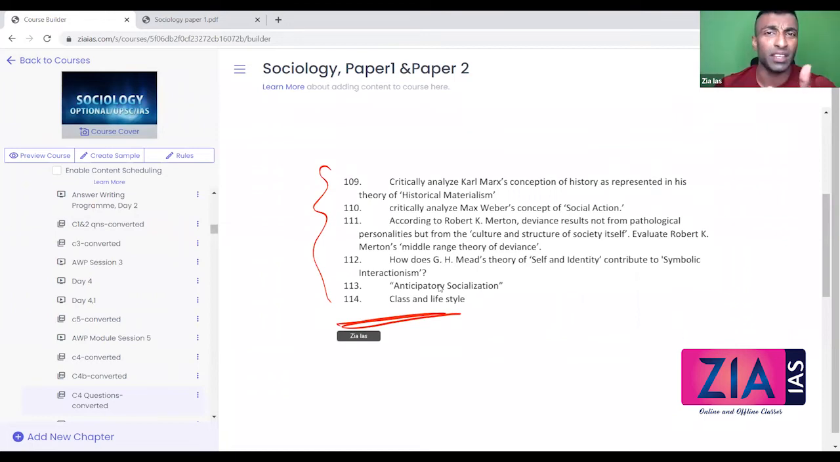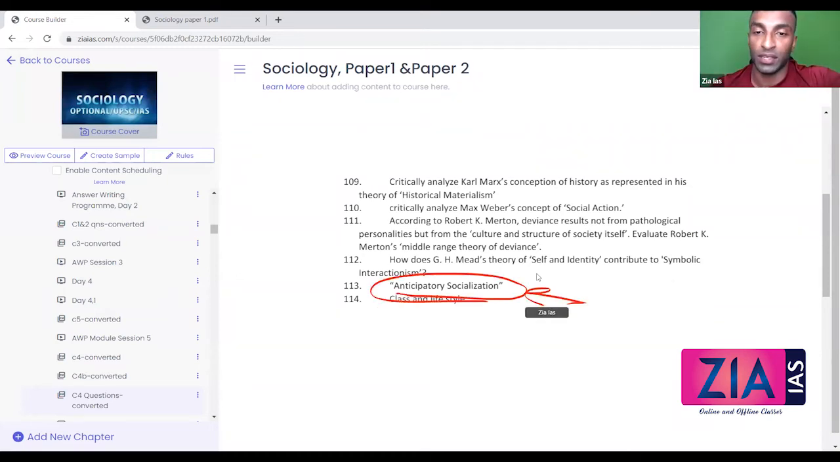How many thinkers you have? 6 thinkers. How many theories you have? Even if you multiply on an average with 3, 18, 20 theories you have. So these are the possible questions. And trust me, beyond this, they will never ask you anything. They cannot ask you. Whatever questions are possible are covered over here. So just look into these questions and try to cover them. Even if you remember anticipatory socialization, yesterday I discussed this.